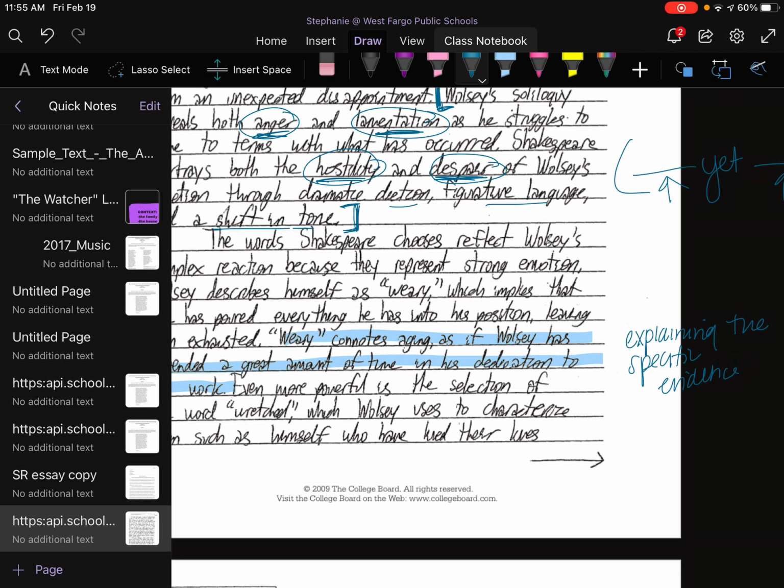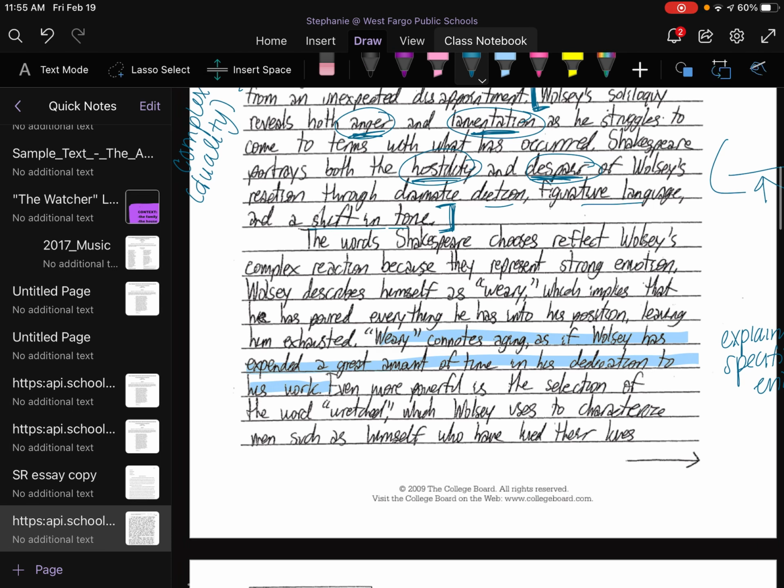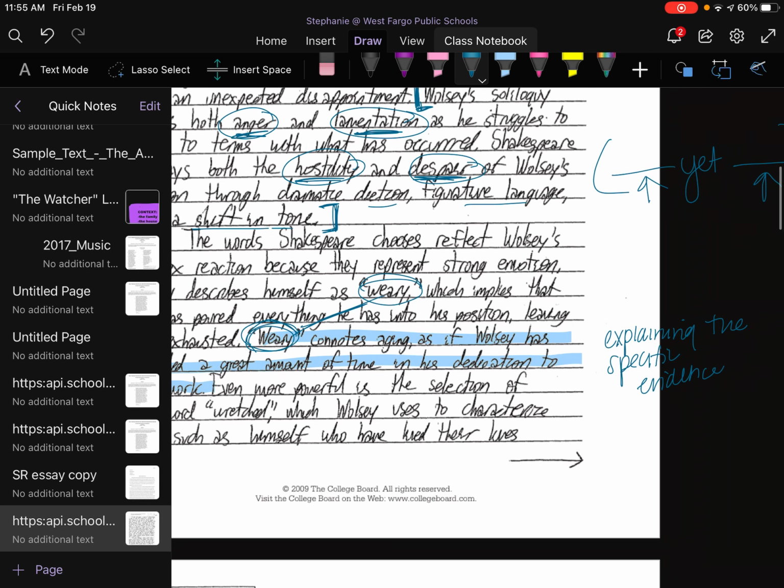Lots of times when I read essays from you guys, the commentary that comes after an example doesn't have any connection back to that. And what we call that is cohesiveness, right? The previous sentence alluded to this weariness. The second sentence is building, and every sentence should be building on the prior. That's what creates a cohesive essay.